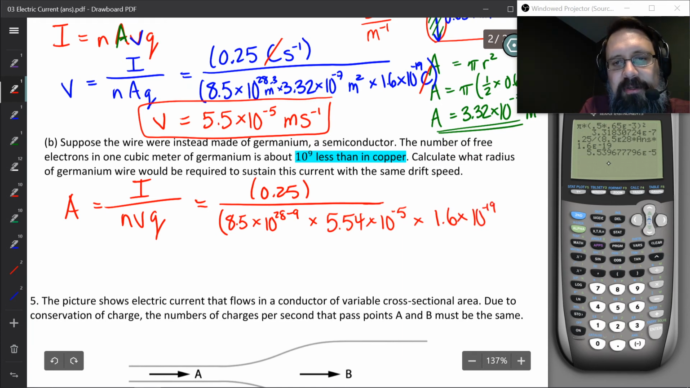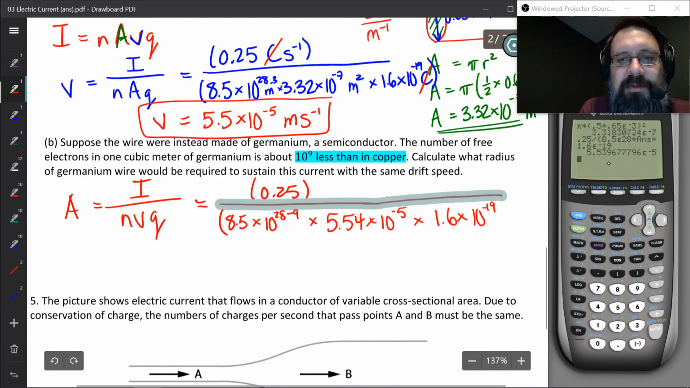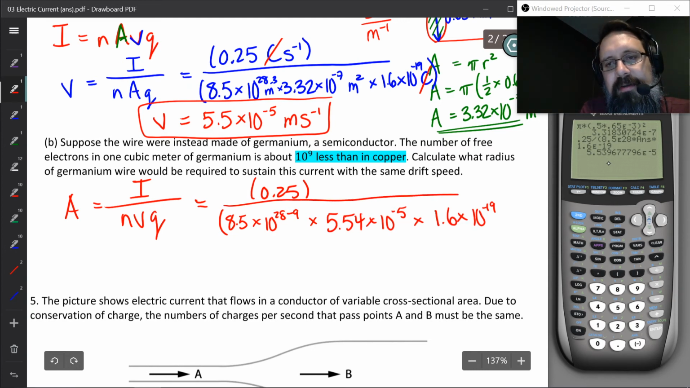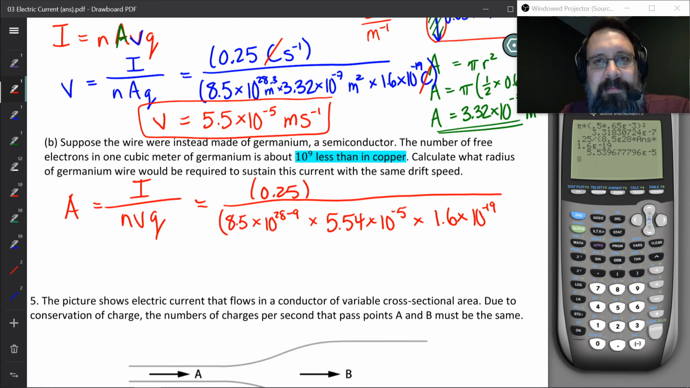Electrons have a very small charge. What we should say is a coulomb is a large amount of charge. Like a bolt of lightning has like 15 coulombs. So a coulomb of charge is a lot of charge.